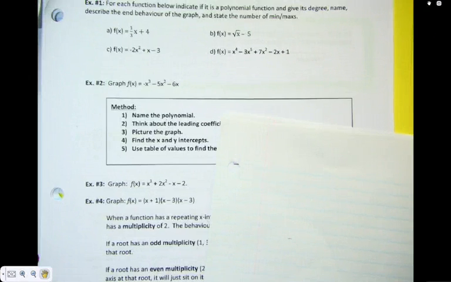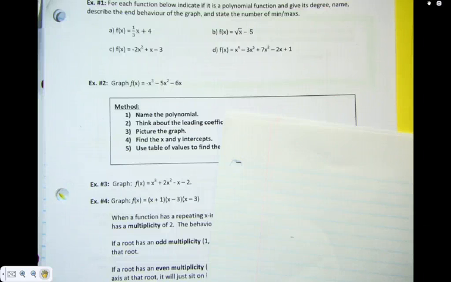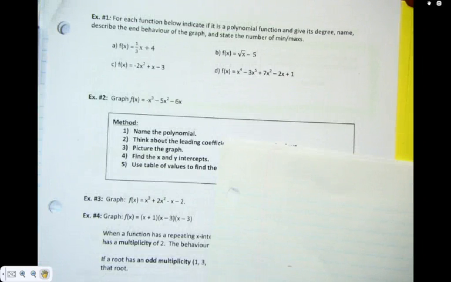Okay, C is a polynomial. That didn't sound convincing. Is it a polynomial? Yes. What's its degree? What's its name? Either one, I'd accept both. Okay, is the leading coefficient positive or negative? So picture a down parabola in your head because it's going to help get the end behavior. Left is down, right is down. So down, down. Number of max-mins? How do you know?